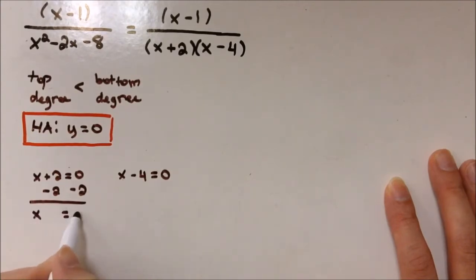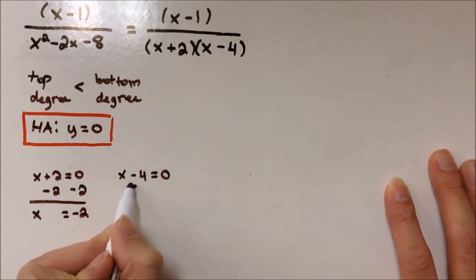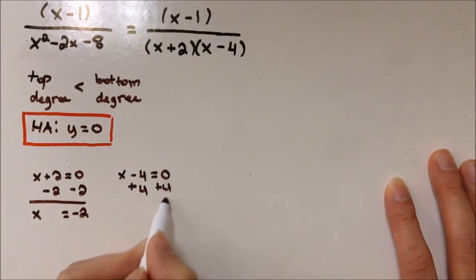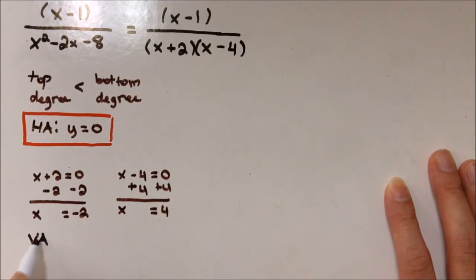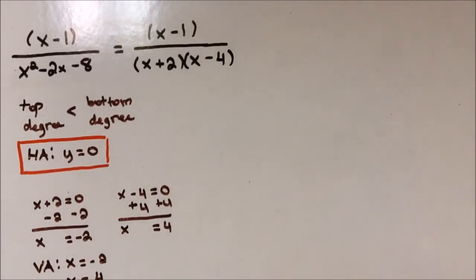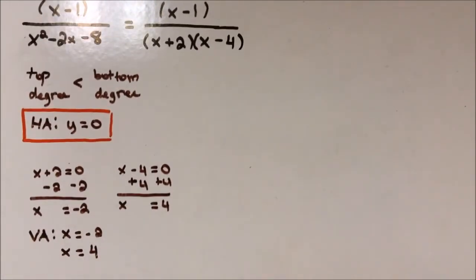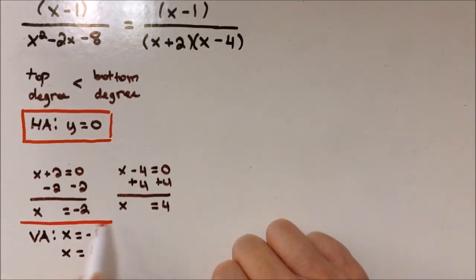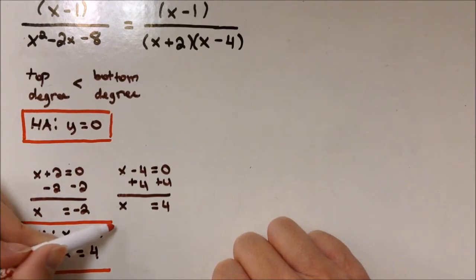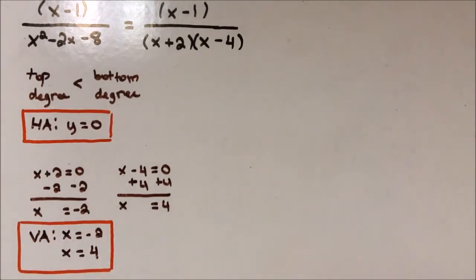So this one, x equals negative 2. And then here, alright, so here are our two vertical asymptotes. The first one is x equals negative 2 and x equals positive 4. So we got our asymptotes.